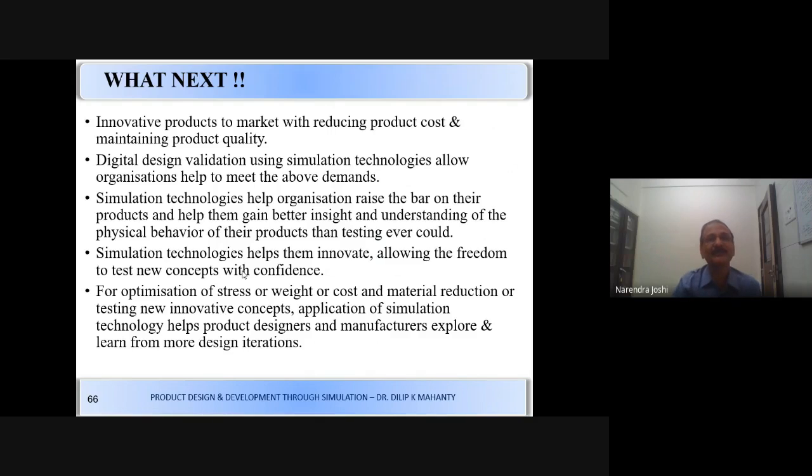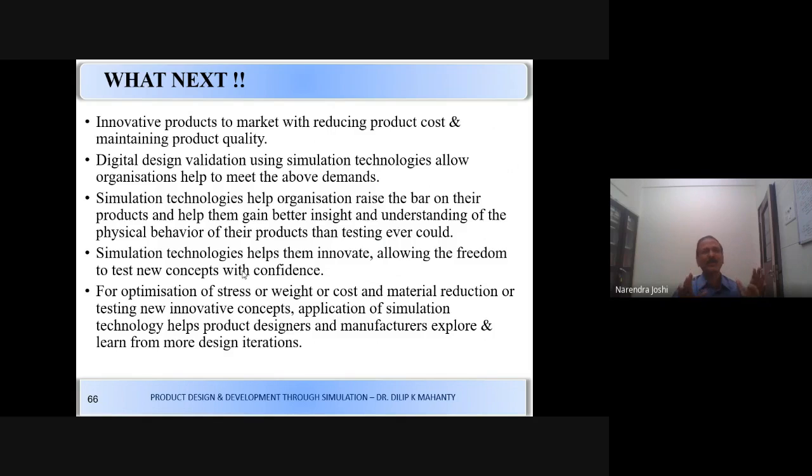What is the next? Innovative products to market, with reducing product cost and maintaining product quality. Digital design validation using simulation techniques helps organizations meet the above demands. Simulation technology helps these organizations raise the bar in their products and gain better insight and understand the physical behavior of products better than testing ever could.